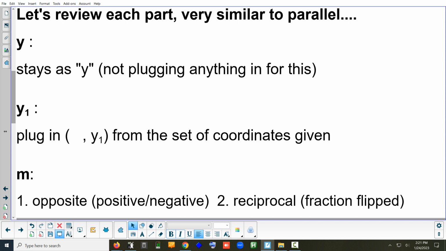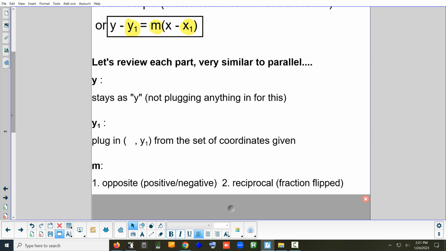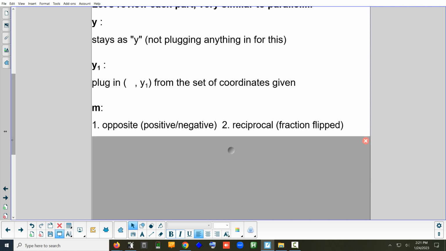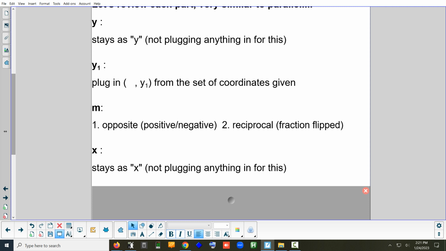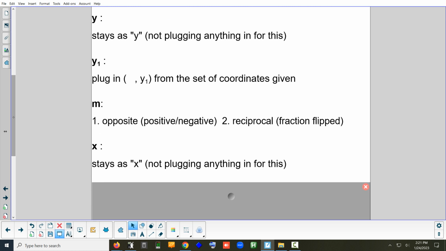So to get the m, you're going to take the slope they give you and do what we did in the table. Make it the opposite and flip it. What comes after the m? X. Do we do anything with the x? Nope. X stays the same. We're talking about the x that's not highlighted in yellow. And when we did parallel before we did the midterm, this is exactly how we did it. The x stays the same.